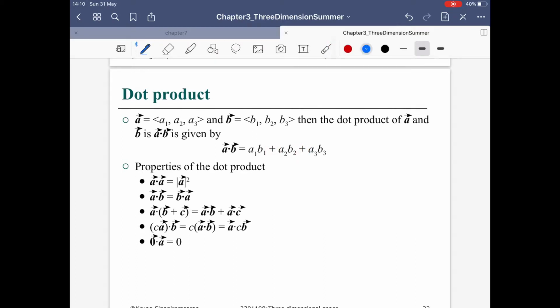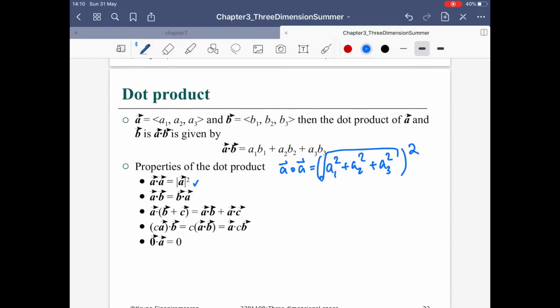Very simple. One of the properties is that if you have A and A, then your A dot A is simply a1 squared plus a2 squared plus a3 squared, and it looks like the square root of this one, squared again. So it's simply the length of A squared. It's the length without the square root.